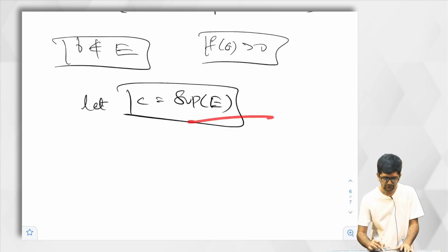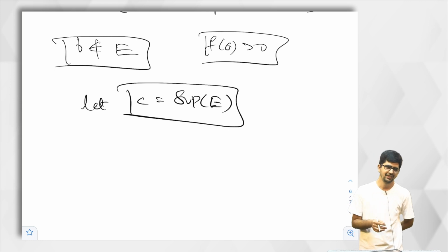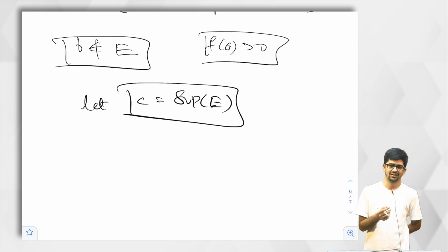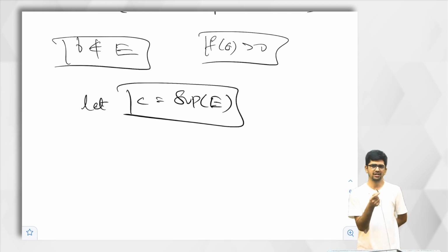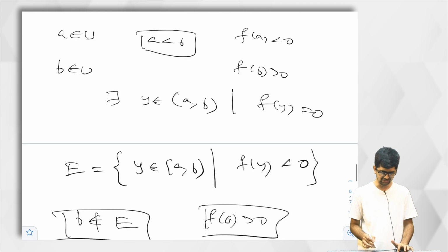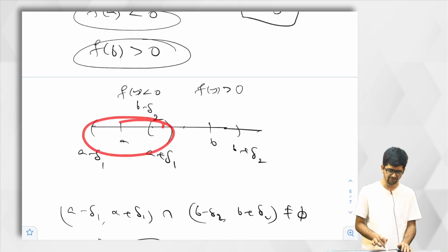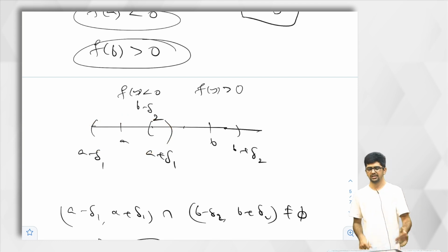Okay, C is equal to supremum of E. Now what do I do? I am trying to apply the notion of continuity of the function f at points A and B on the whole U. There are two ways. One way is to use the epsilon delta definition, which we have already used here. That is how you got these intervals, right? The way we got this interval is by using the epsilon delta definition.